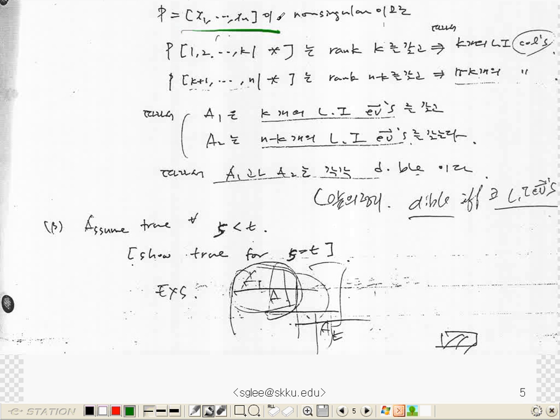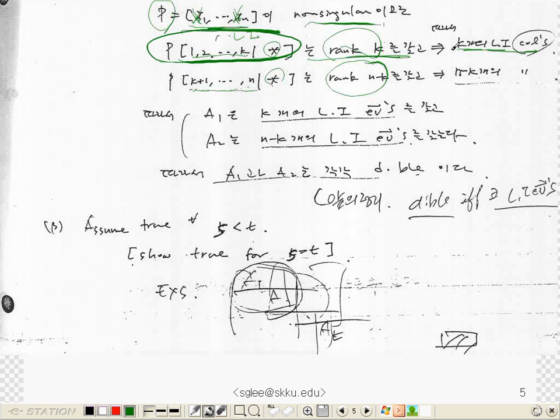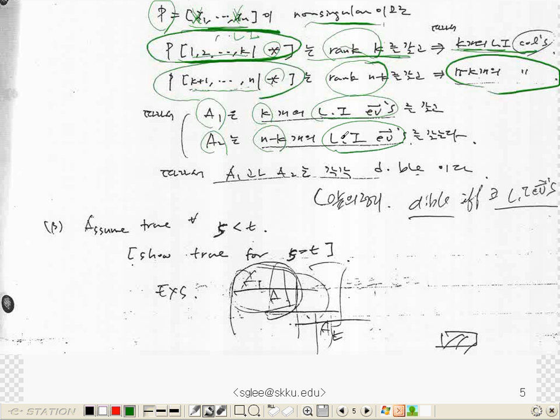First, each of these vectors, x1 to xn, are linearly independent. So the matrix whose columns consist of those linearly independent vectors is non-singular. So this submatrix, the first k rows with all others, and the last n minus k rows with others, has rank k and rank n minus k. What that means is this submatrix has k linearly independent columns, and this submatrix has n minus k linearly independent columns. That says A1 has k linearly independent eigenvectors, and A2 has n minus k linearly independent eigenvectors.